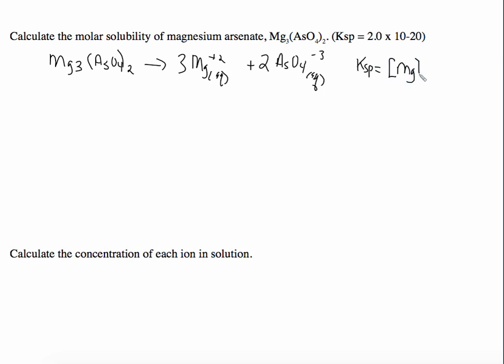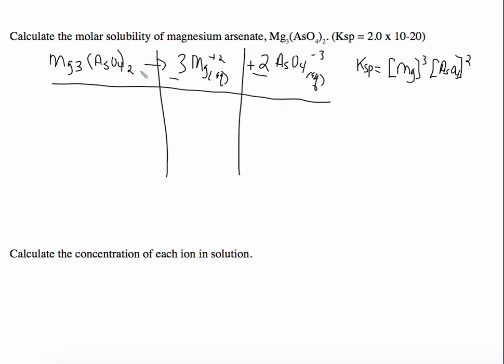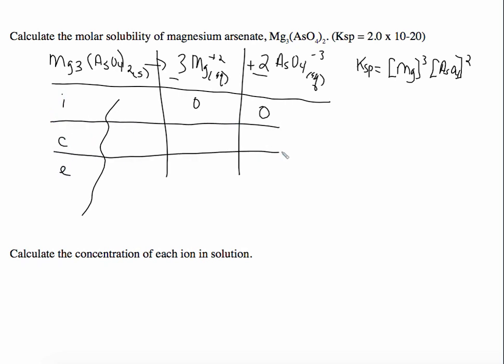All right, so then we'll write the Ksp expression. So Ksp is going to equal magnesium to the third power, AsO4 to the second power. Remember, I'm using the numbers in front for the powers. Okay, now we'll make our ice table. I forgot to write that this was a solid. All right, now solids don't matter. So we've got 0, 0 initially.